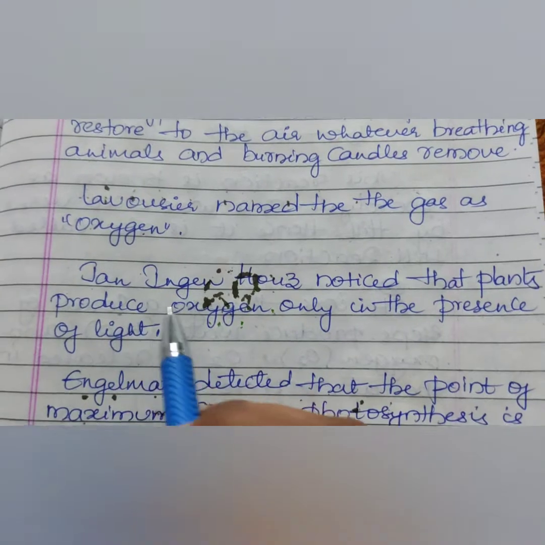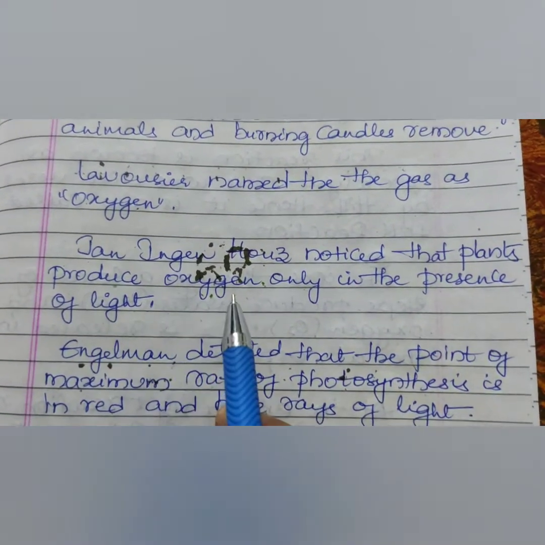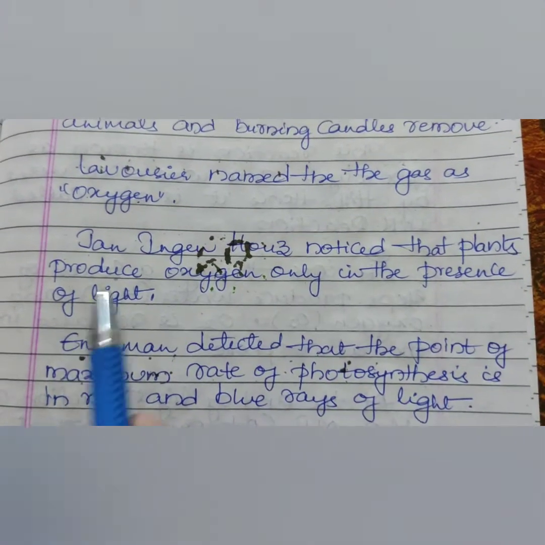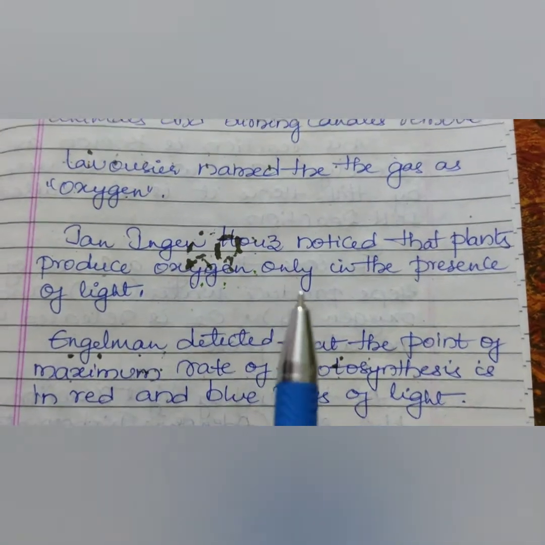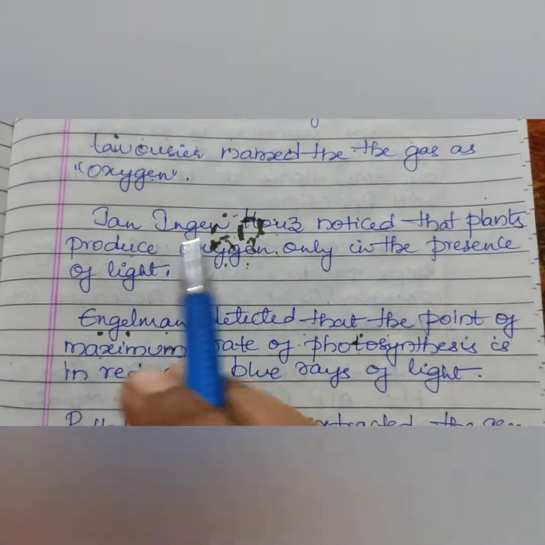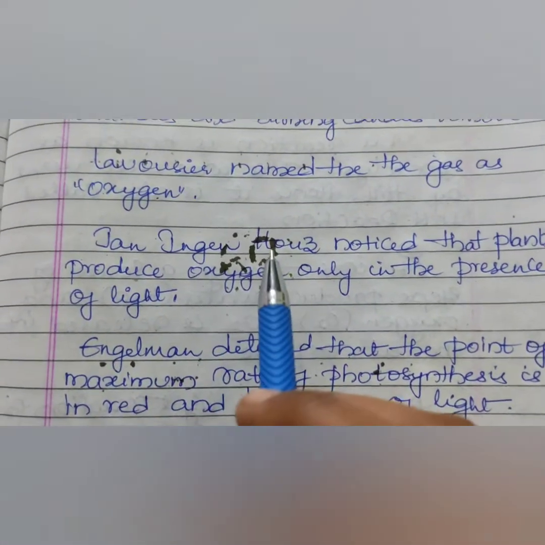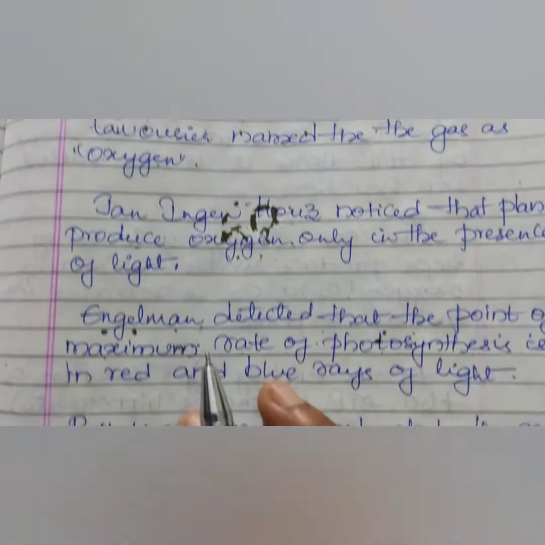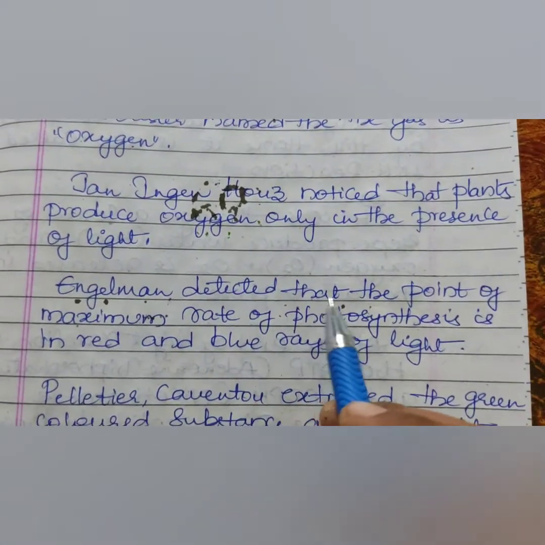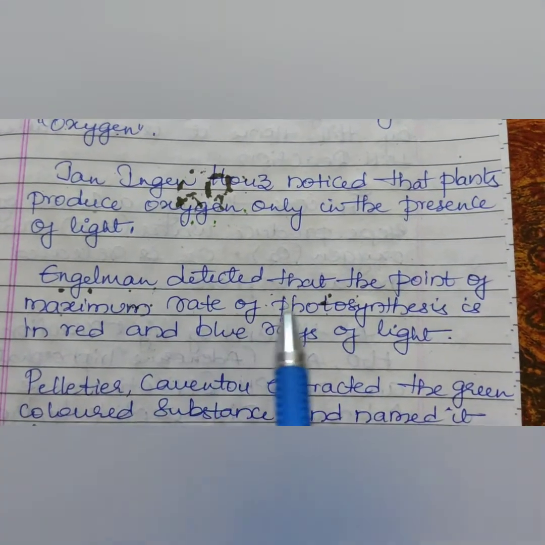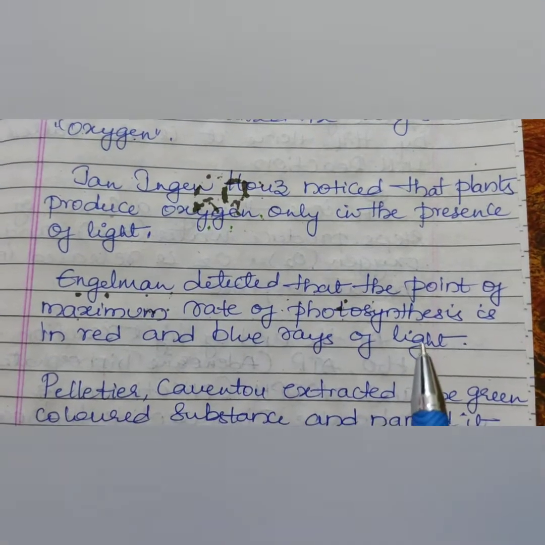Next, Jan Ingenhousz noticed that plants produce oxygen only in the presence of light. So, he said that light is one of the important factors in the photosynthesis process. Yes, Jan Ingenhousz researched the necessity of light. Next, Engelmann detected that the point of maximum rate of photosynthesis is in red and blue rays of light.